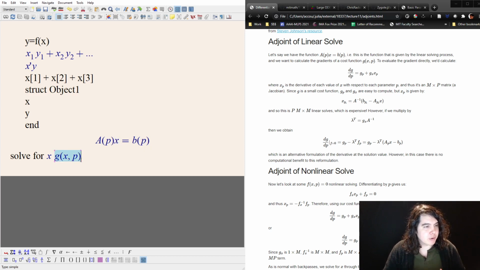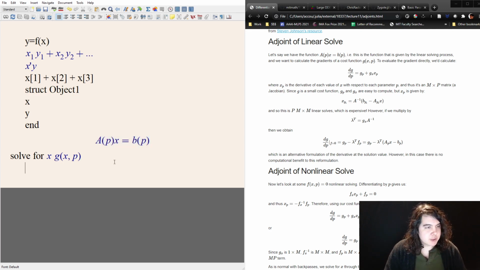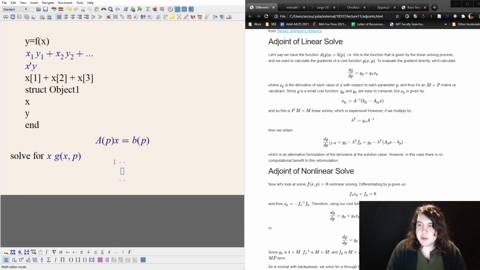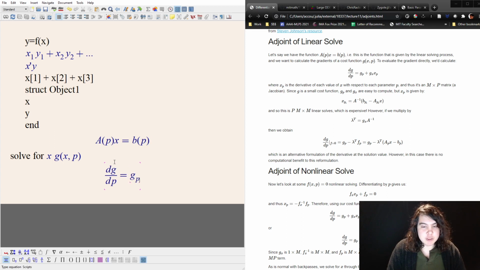So this is the way that we're going to phrase a lot of our adjoint problems. There is a cost function on the solution to this mathematical problem, where the portions in the mathematical problem are defined by parameters. We want to figure out how to calculate the gradient of that cost function with respect to the parameters. So how do we do this? Well, let's just start writing out chain rules. That usually helps. So here we're going to say dg/dp equals g sub p, this is just a chain rule, plus g sub x, x sub p.